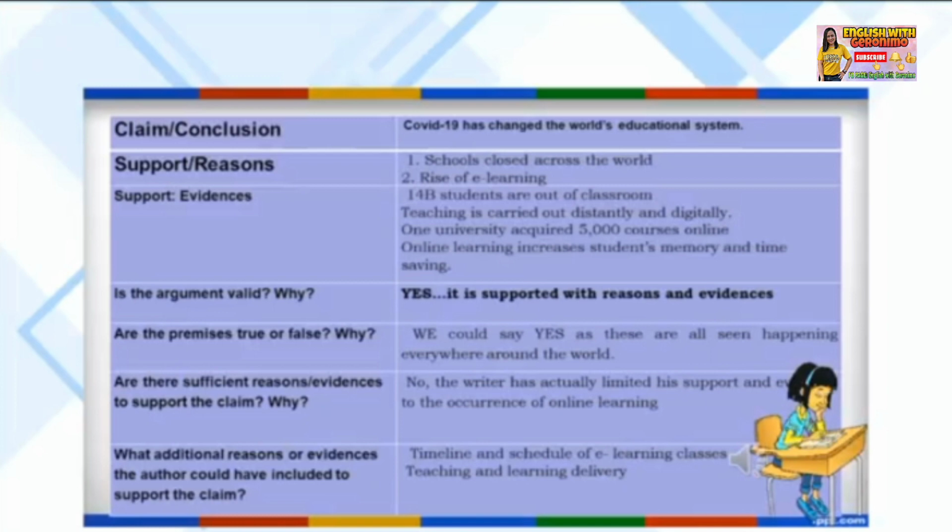Is the argument valid? Why? You may say yes, because it is supported with reasons and evidences. Are the premises true or false? Why? You could say yes, as these are all seen happening everywhere around the world. Are there sufficient reasons and evidences to support the claim? Why? No, the writer has actually limited his support and evidence to the occurrence of online learning. What additional reasons or evidences could the author have included to support the claim? We can say a timeline and a schedule of e-learning classes and also teaching and learning delivery.